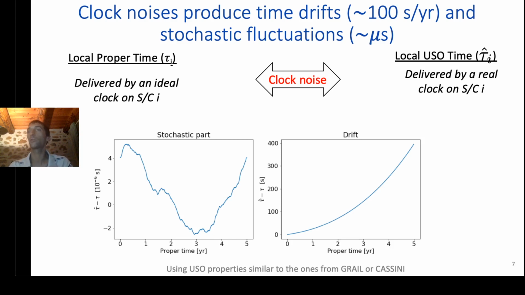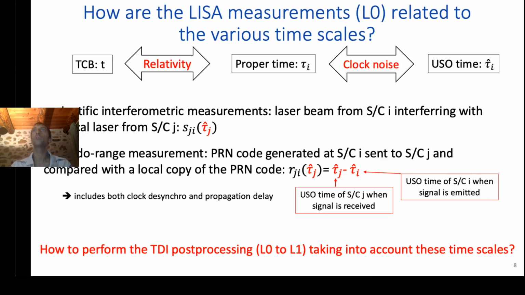of various time scales. So how to take into account these various time scales in the LISA measurements? Well, first of all, the scientific measurements, which represent also the interferometric measurement between the various spacecraft, will be time tagged with respect to the user time, which is denoted by tau here. On the other hand, there is another very important measurement that will be performed, which are the pseudo-ranges measurements, which are useful to construct the TDI variable.